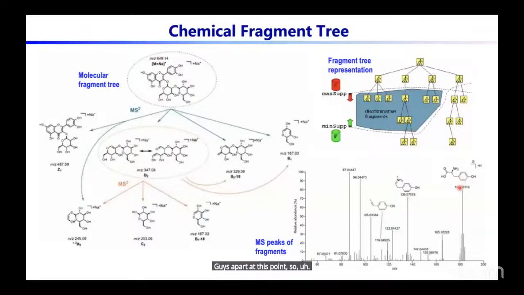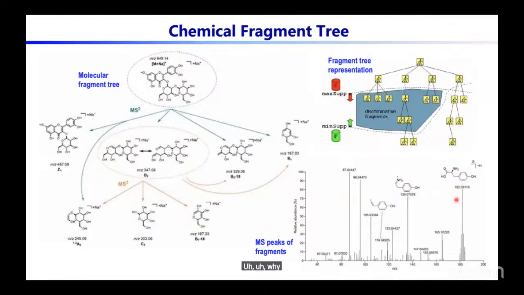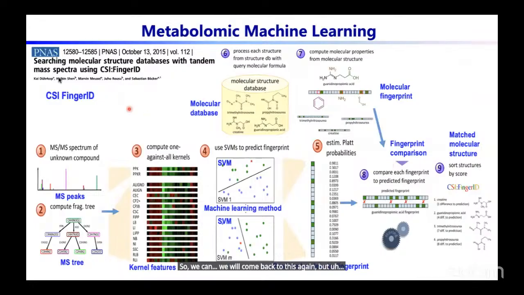Essentially, if you remember in chemistry we use the molecular formula. If you use the molecular formula, it's easier to understand why, given a fixed mass, the number of possible fragments is fixed. We will come back to this again. But now we go further on.